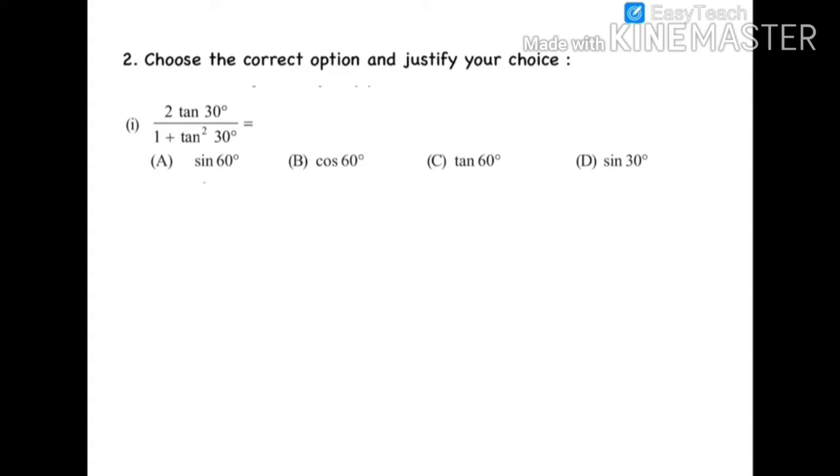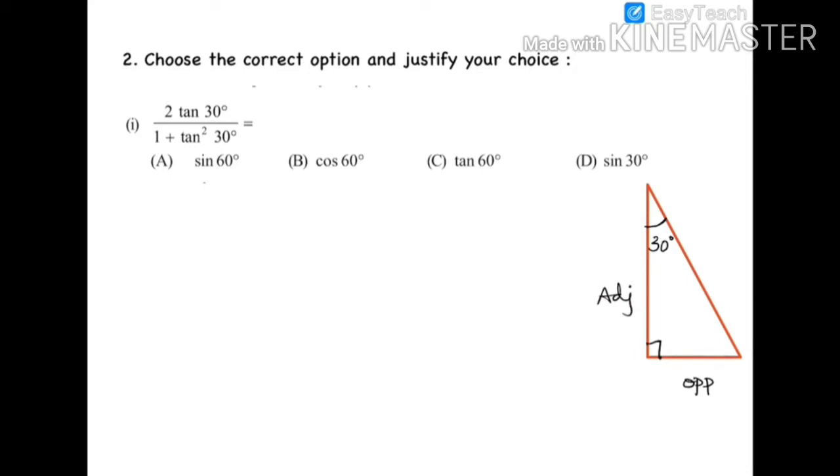Choose the correct option and justify your choice. In order to find the right option for this expression, we need to evaluate this expression: 2 tan 30 degrees divided by 1 plus tan square 30 degrees. So let's draw a right angle triangle with one angle as 30 degrees. Let's mark the opposite side and adjacent side with respect to 30 degree angle.